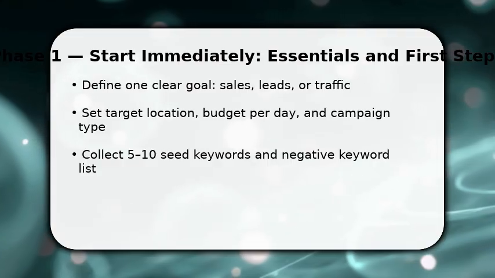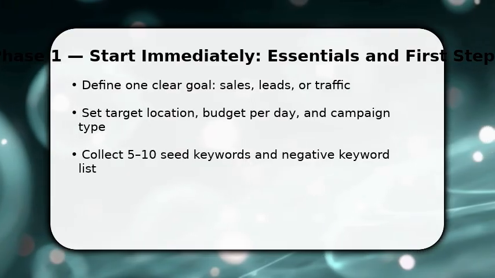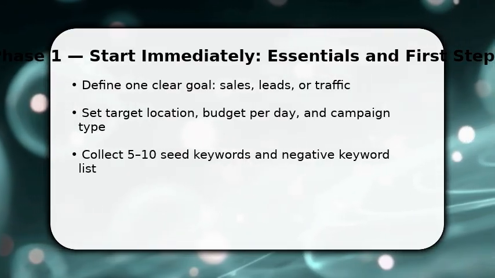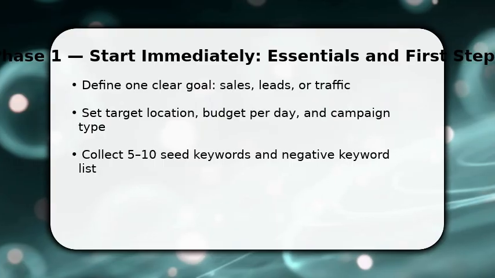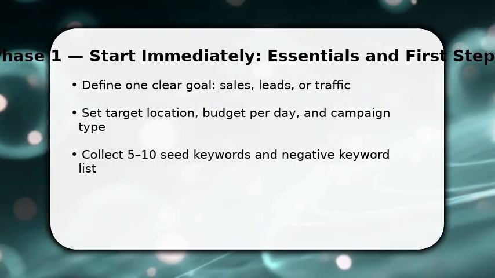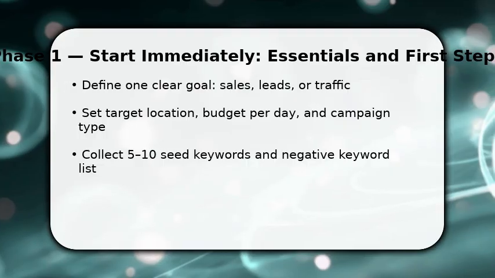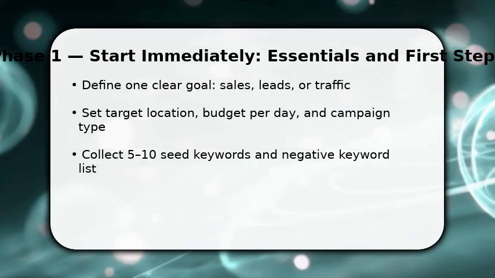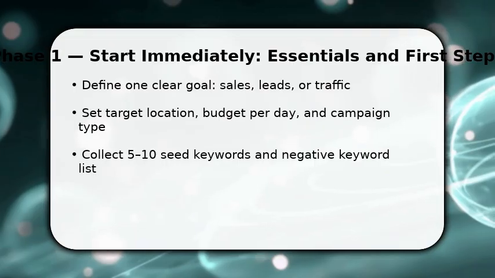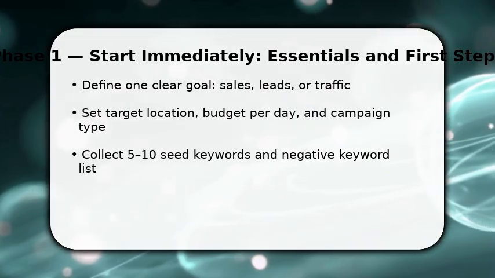You'll start by locking a single objective because everything else flows from that choice. Create a campaign with location, budget per day, and campaign type, search, display, or shopping, and pick conversion tracking. Once done, import 5 to 10 seed keywords and build a negative keyword list to prevent waste.